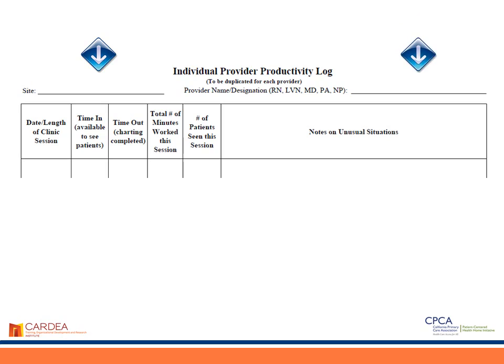As you move from left to right across the column headings, we have a date and length of clinic sessions. So for example, the clinic might start at 9 and end at noon. There's time in, which is the time the provider was available to see patients, not when patients were actually seen, but when the provider was available.